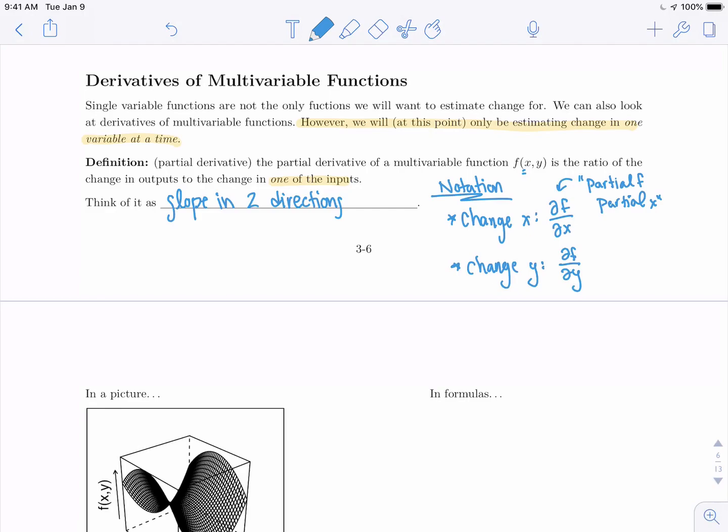So you can also read this as the partial derivative of f with respect to y. The idea here is we're going to take the partial derivative of f, and I'm going to be changing y as my input as opposed to x. So we see this as slope in two directions.